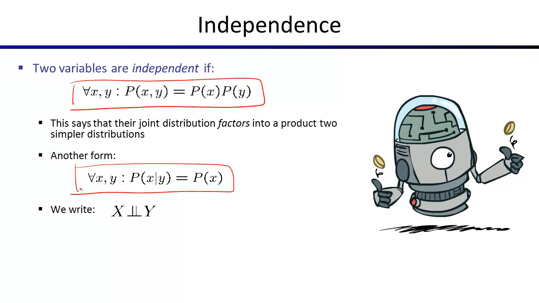This is saying that if you were to measure y, and you were to, let's say, apply Bayes' rule and get the conditional for x given y, having measured y is giving you no information about x. The distribution is not changing.